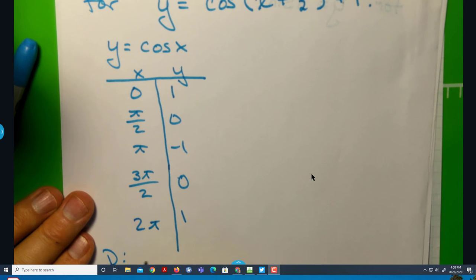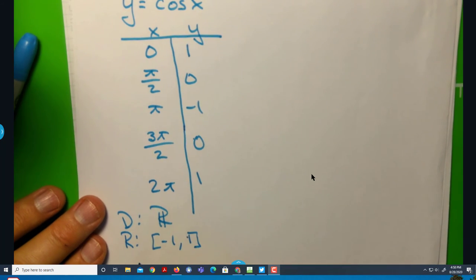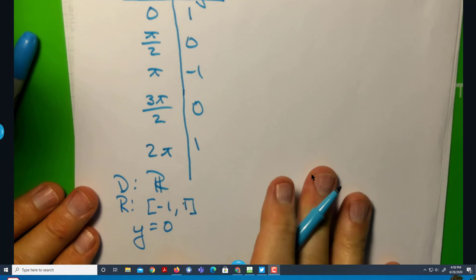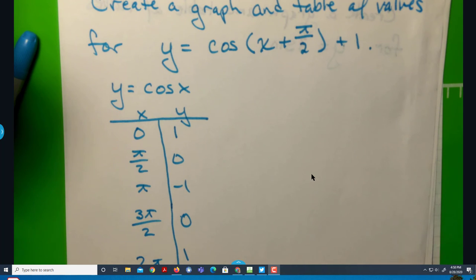My domain is all reals. My range is the closed and bounded interval from -1 to 1. And my sinusoidal axis is y equals 0. Okay. Now we're going to go look at that.